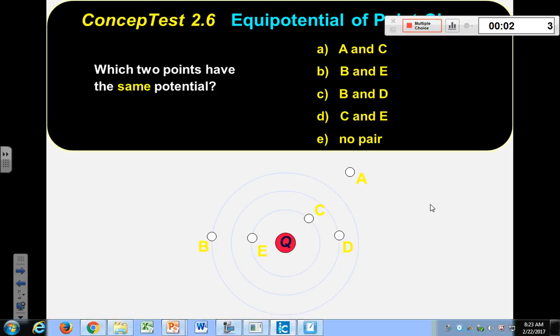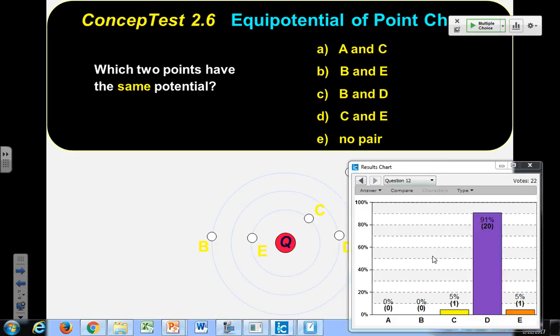Let's see. Can y'all see those lines? I think they come out in your workbook. Which two points have the same potential? A and C, B and E, B and D, C and E. Or is there no pair of points that have the same potential? They come out okay in your workbook. All right. We'll stop at 32. Okay, good. D is the right answer.